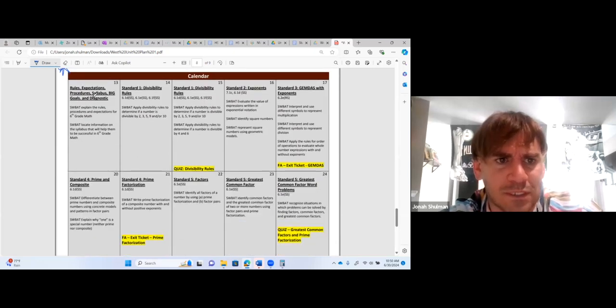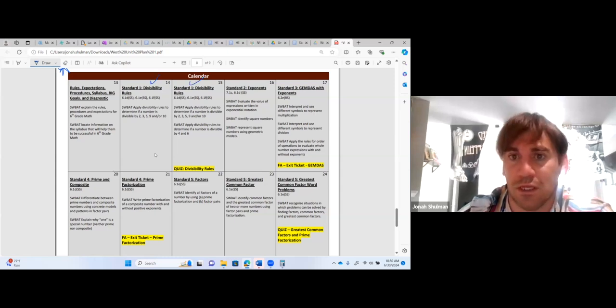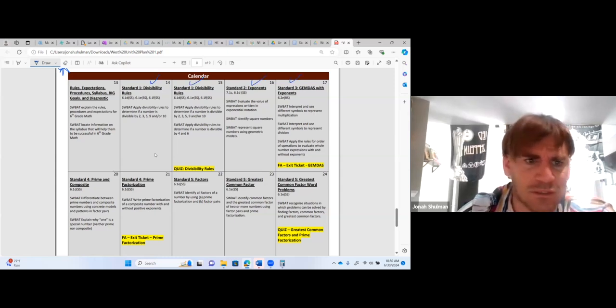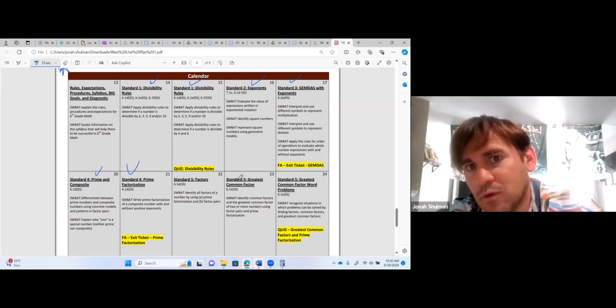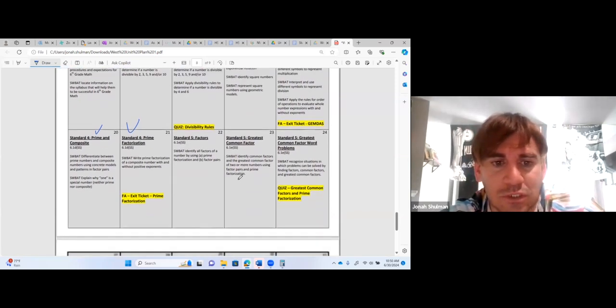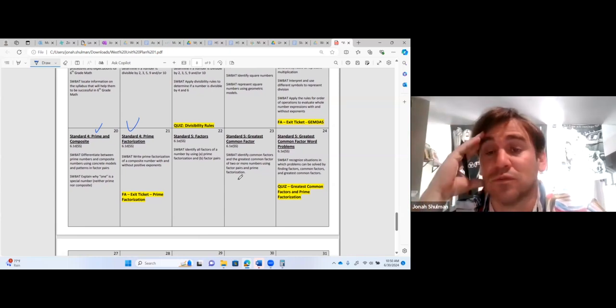So rules, expectations, procedures, divisibility rules. They only spend 2 days on division, which is okay. They spent 2 days on exponents. And then they have 2 days on prime factorization. I probably spread this out a little bit more, but you know your students. You'll see how much time you think they need, and don't be afraid to be flexible. I think being flexible is the big key.